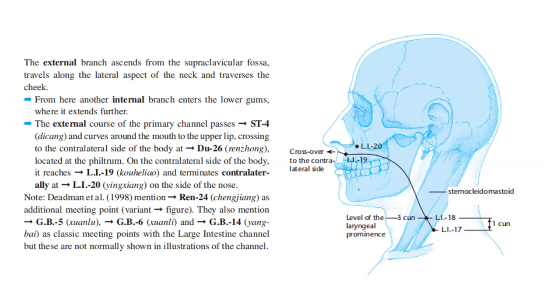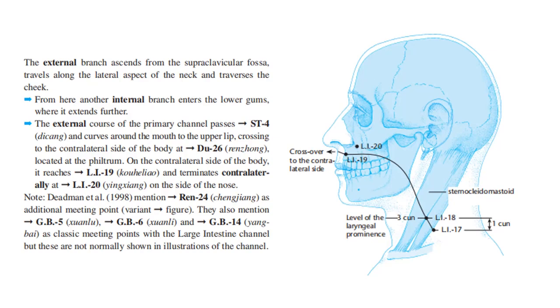The external branch ascends from the supraclavicular fossa, travels along the lateral aspect of the neck, and traverses the cheek. From here, another internal branch enters the lower gums where it extends farther. The external branch of the primary channel passes Stomach 4 and curves around the mouth to the upper lip, crossing to the contralateral side of the body at Du26, located at the philtrum. On the contralateral side of the body, it reaches LI19 and terminates at LI20 on the side of the nose.